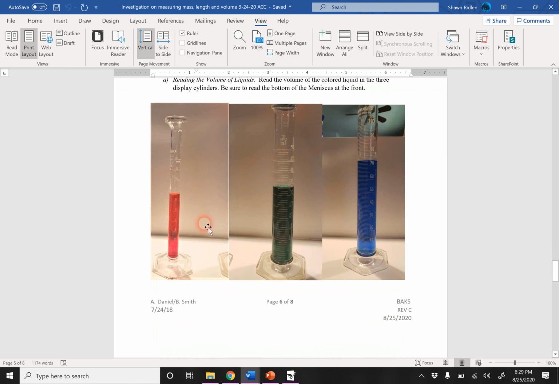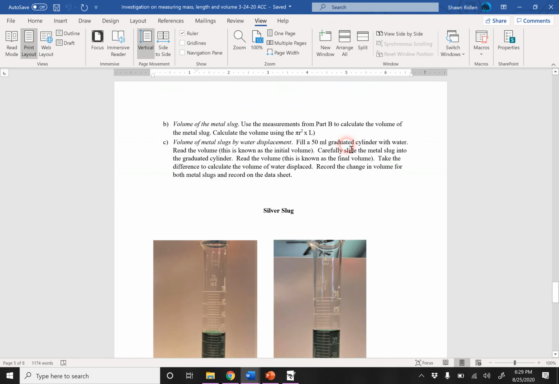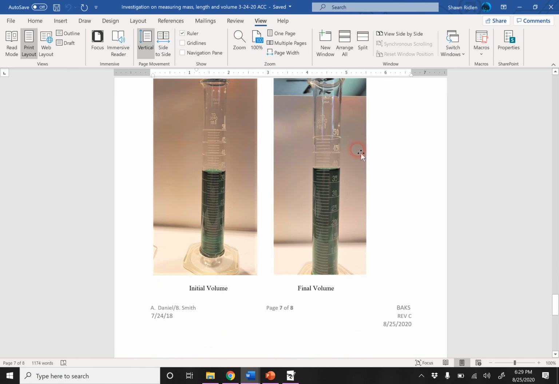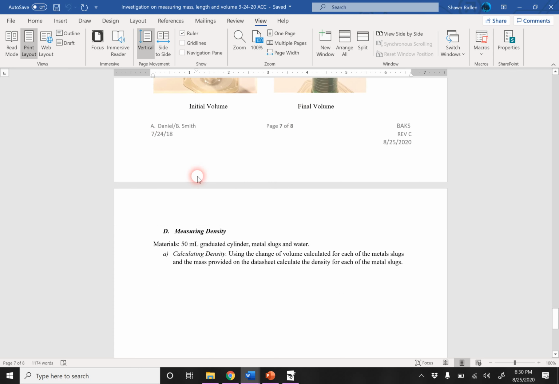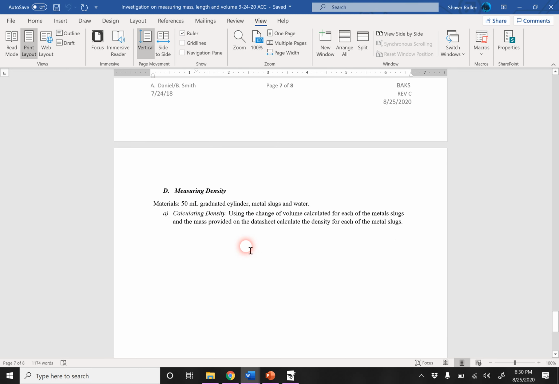And then you'll come down and read some graduated cylinders. This is the 10, 50, and the 100. You can go back to how I talked about reading those. Then you're going to get into the silver slug. This is the part where you'll calculate density. You have the mass. Now you'll determine the volume by taking the empty graduated cylinder and the final graduated cylinder and subtracting those two, and that'll tell you the actual displacement of the metal slug. From that you can calculate volume. And the last thing it wants you to do is calculate density.